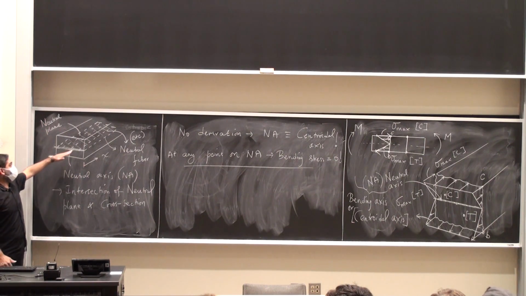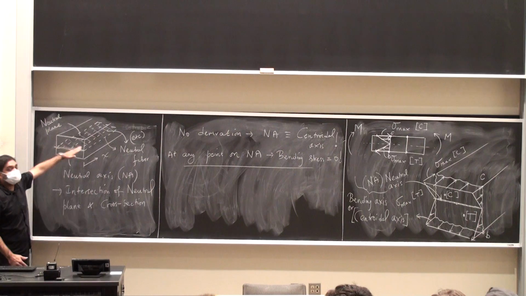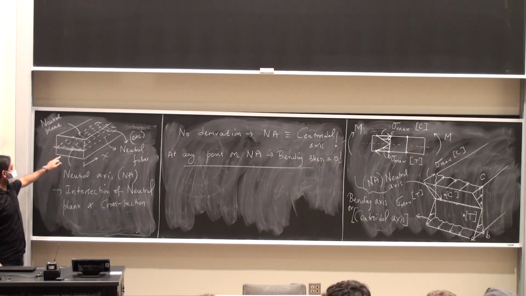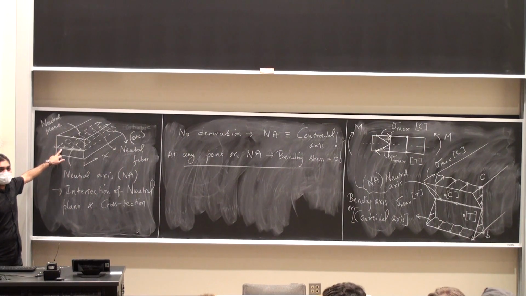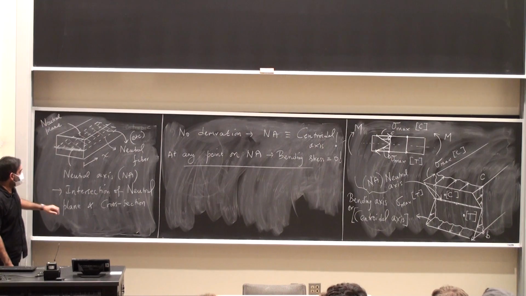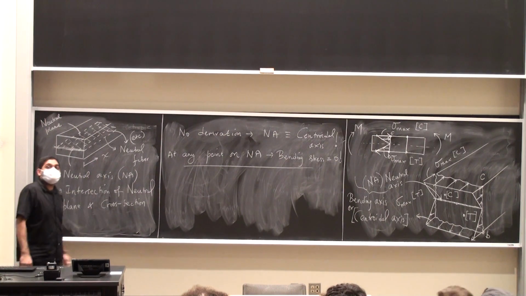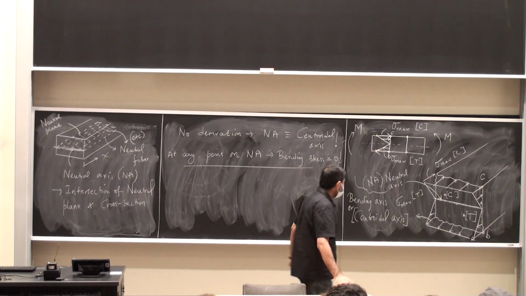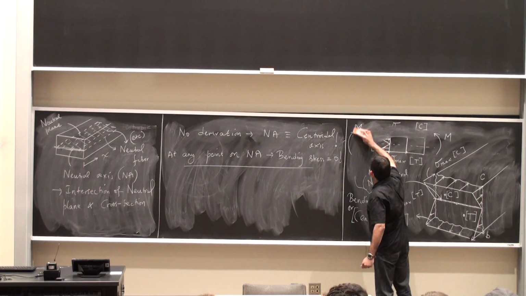The intersection of the neutral plane, which is a plane slicing through the beam, and the cross section, which is the plane that you're seeing here, gives you the neutral axis. No derivation. There is a derivation, but I'll skip that for the time being. The neutral axis is the same as the centroidal axis. Okay, so now we come to what I wanted to do today. The last thing for the day.